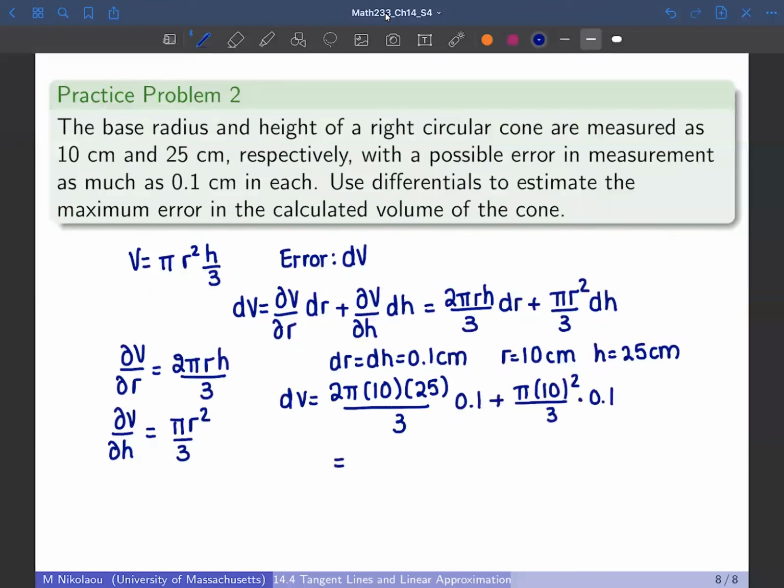So that will give us, from the first term, 50 pi over 3, and from the second term, we'll get 10 pi over 3, and that gives us 60 pi over 3. Therefore, the differential dV would be equal to 20 pi centimeters cubed, and that is approximately equal to 63 centimeters cubed.